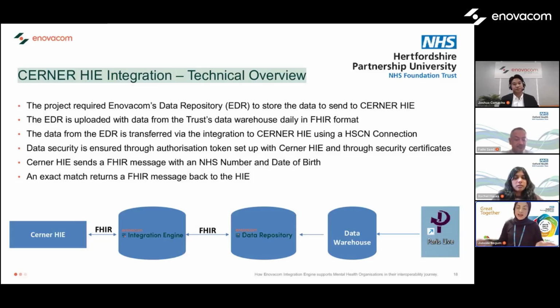So I've got a diagram here, probably simplifying how the whole process works, but we receive a message from Cerner about a service user with an NHS number and a date of birth. That hits an endpoint on our integration engine. The integration checks with the data repositories to see if there is a match with the data that they provided. And if there is, we send that message back in file format as requested by Cerner. Obviously, if there isn't a match, we send the appropriate message.